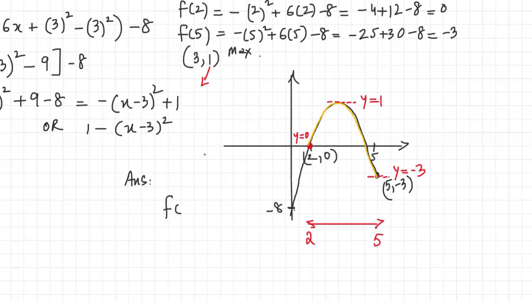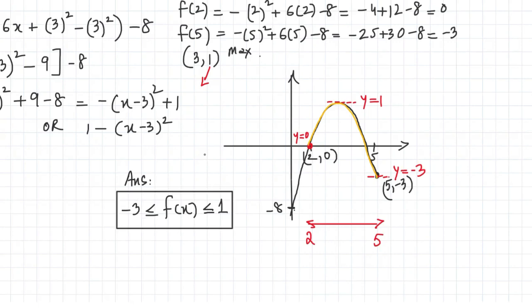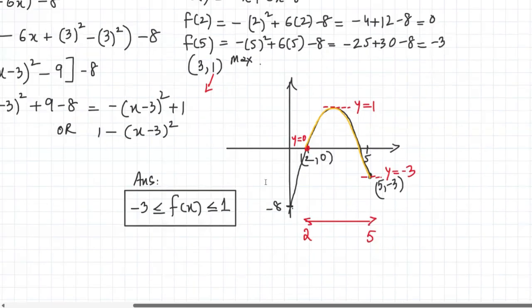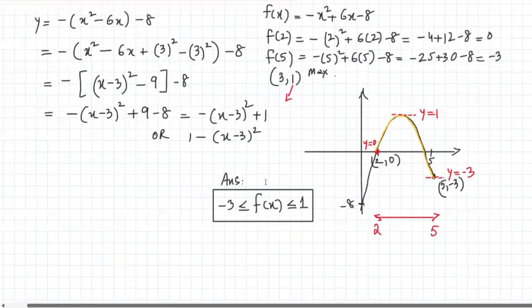Let me just write it with f of x. The maximum value is going to be +1, and the minimum function value is going to be -3. I hope you understand this. If there is any confusion, make sure you comment, and I'll try my best to answer you as soon as possible.